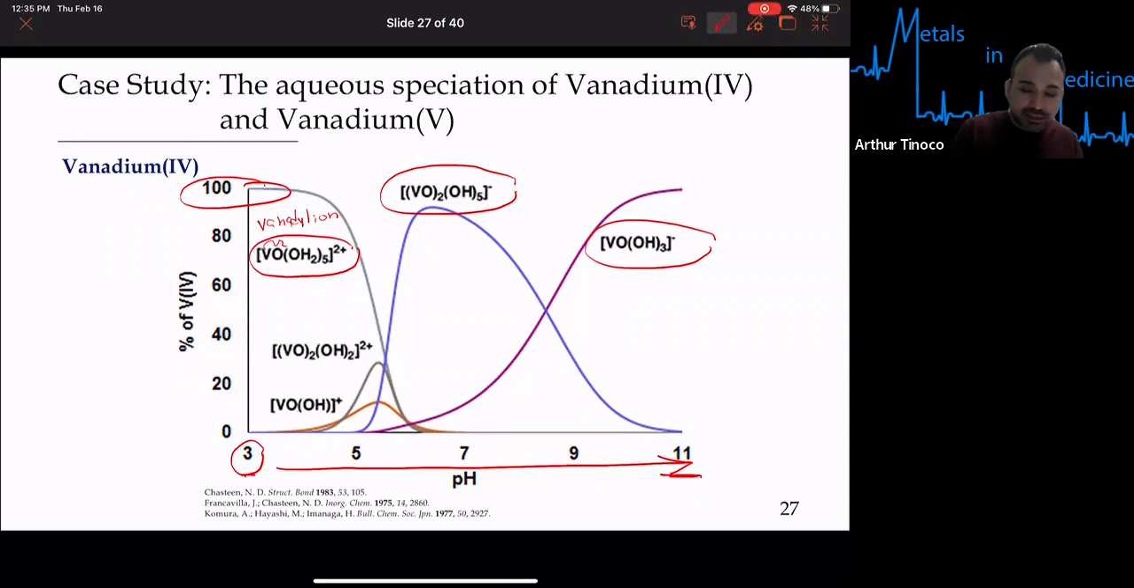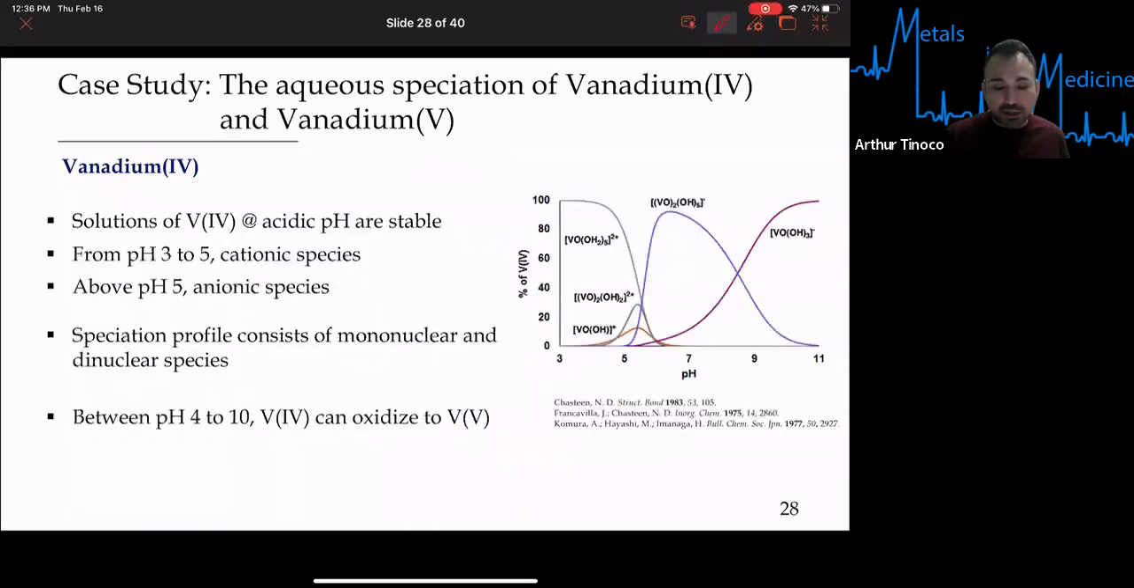So you have this dinuclear species here that forms. So you get this transformation from low pH of cationic vanadium 4 species to high pH, where you now have this anionic vanadium 4 species that are formed. Overall, pretty simple speciation. But again, to highlight a few different things here.